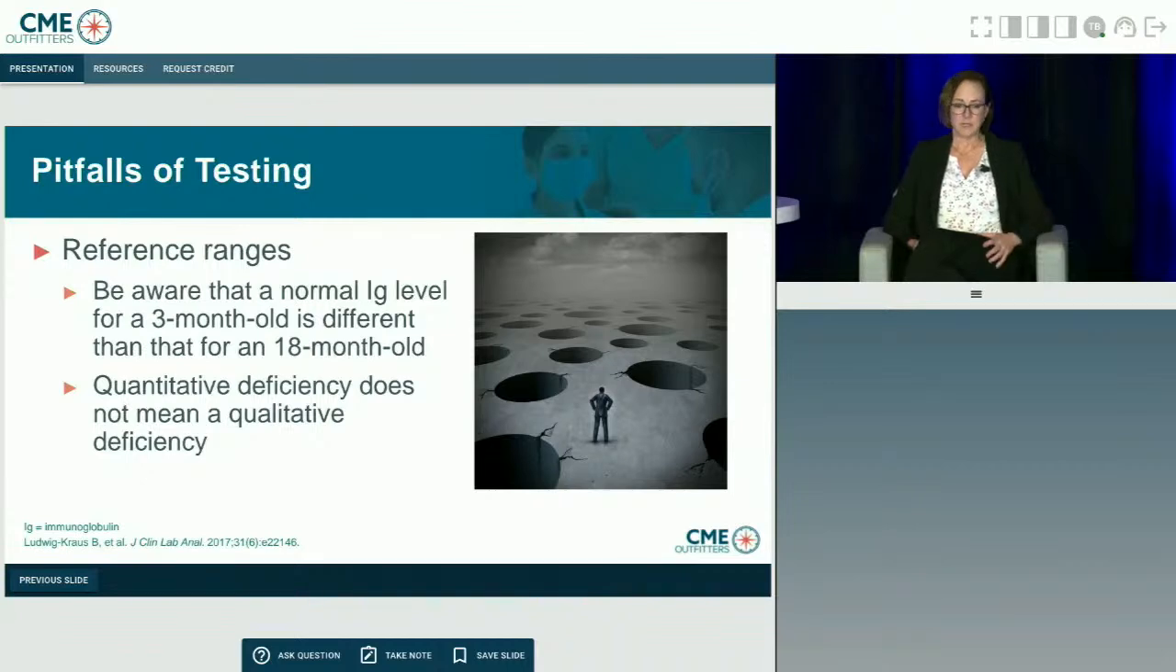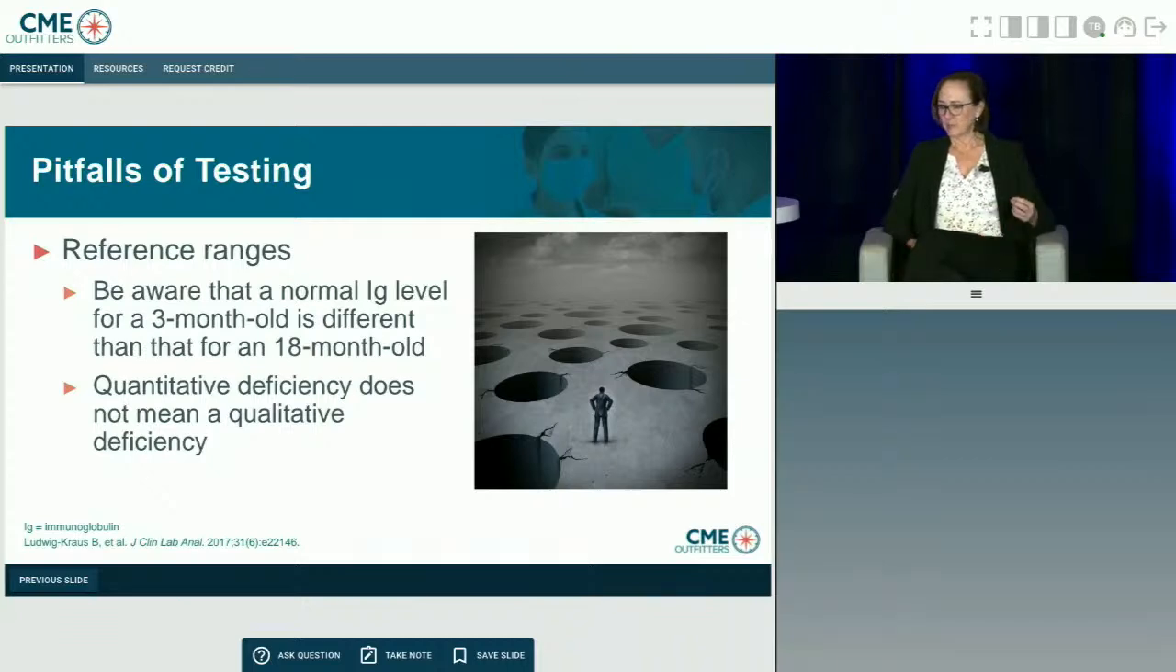And there's been some studies on using immunoglobulin prophylactically in the micropreemies who are at risk for infection. But just be aware that those reference ranges, depending on the clinical lab you use, may not be adjusted for age, and you need to pay attention to that.